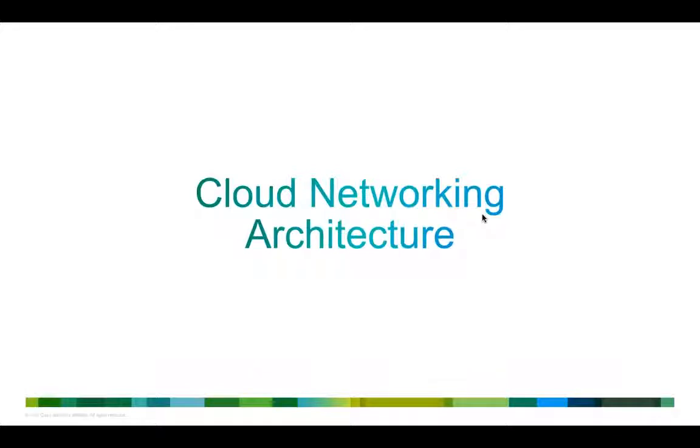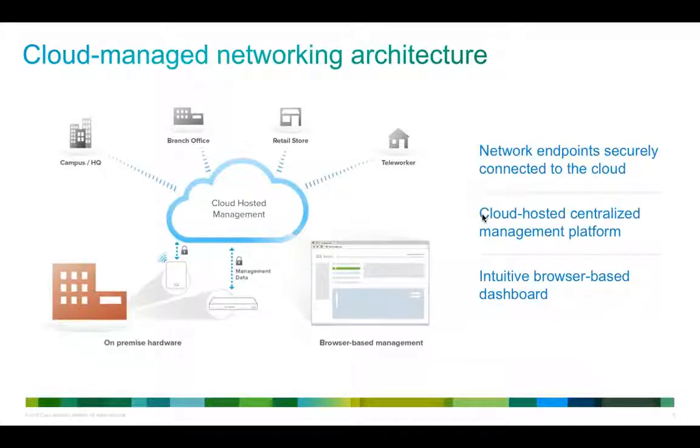All right, so just to give you a quick overview of what this cloud networking architecture looks like. This is a really simplistic view of it, and basically you can see here you're going to have your on-premise hardware, whether it be a switch, security appliance, or access point, deployed at your location. Once you plug those devices into a working internet connection, they will establish a secured connection with our cloud infrastructure.